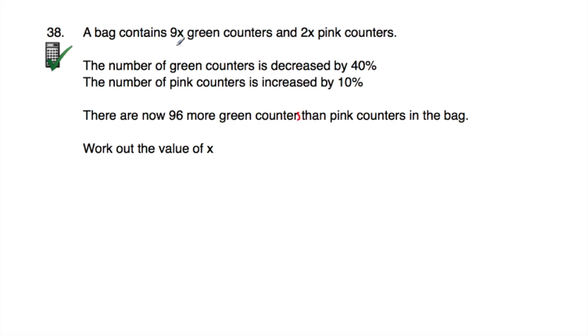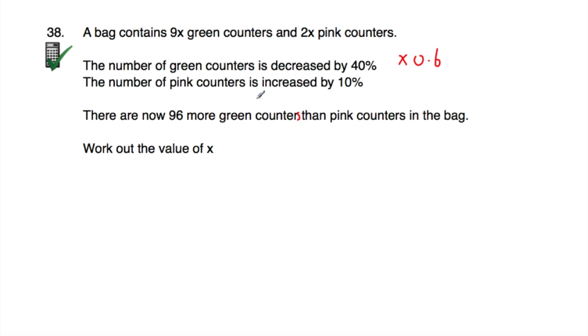Okay, so what we're going to do here is, well, we know that the number of green counters is decreased by 40%. Now, I'm going to use multipliers in this question because we're dealing with algebra and it's just a bit easier to use multipliers whenever we're doing that. So we're going to decrease it by 40%. If you decrease something by 40%, you're left with 60%. The multiplier for a 40% decrease would be 0.6. If you multiply something by 0.6, you decrease it by 40%.